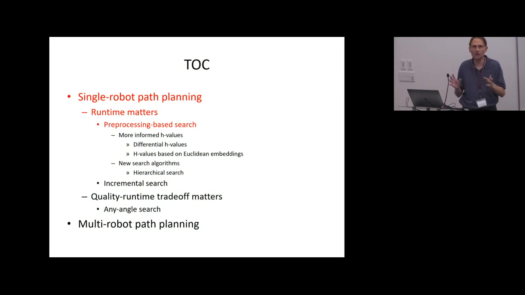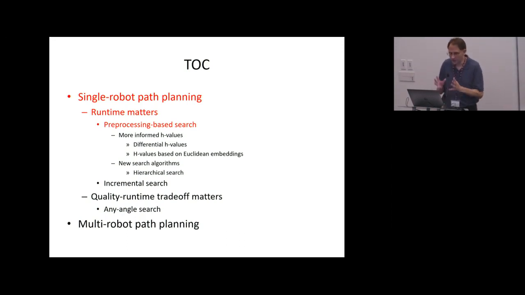And if you think about it, what matters in a search algorithm? There are three things that matter: the memory consumption, the runtime, and the resulting path quality, in our case measured by the length of the path. Now, memory can be a big problem, but in our case we typically run this on grid maps, so memory is not the big issue. So I worry here about runtime and the quality that we achieve.